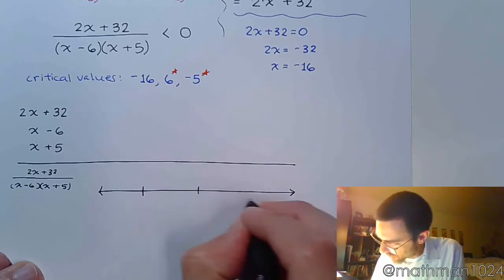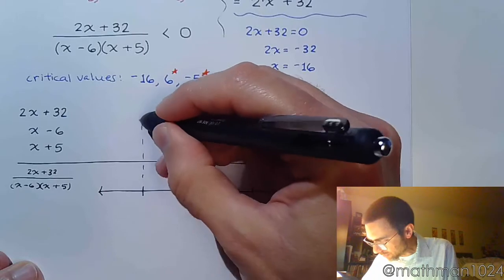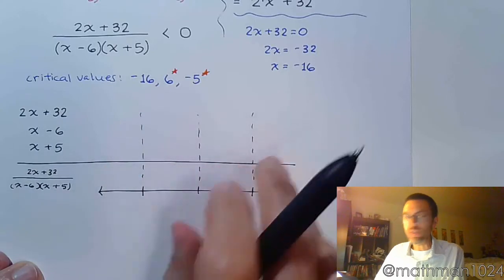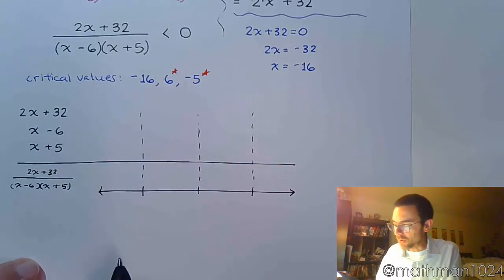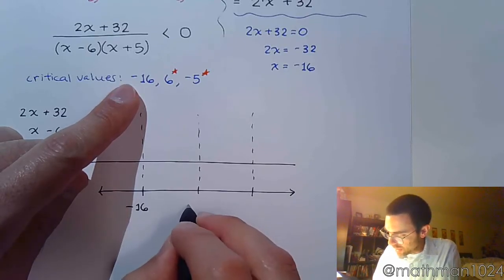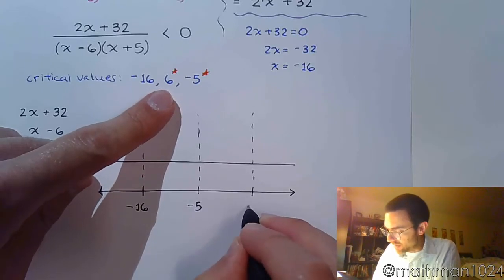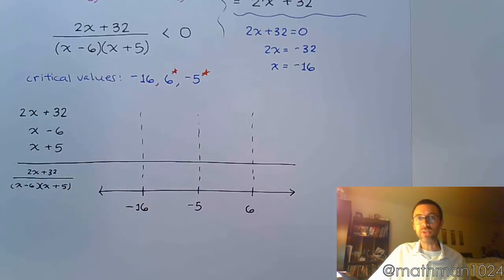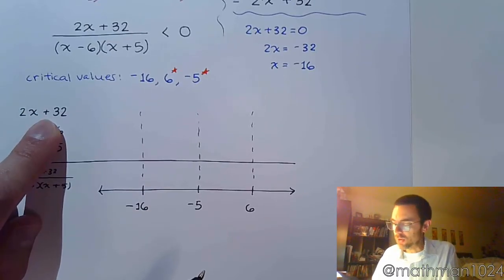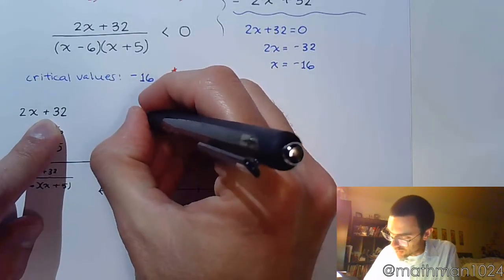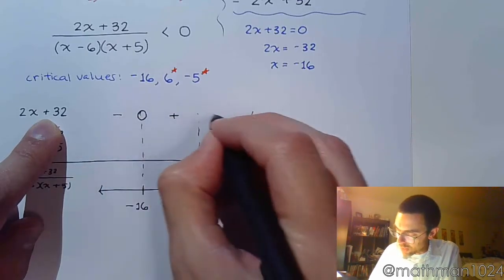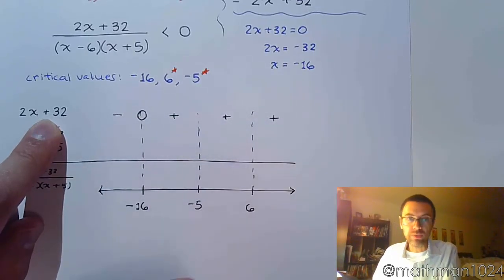All right, so we have 3 critical values. So we've got 3 divisions here, which is going to create 4 different sections to check out. My critical values, when I put them in order, I have negative 16. The next number is going to be negative 5. And then finally, I have 6. You've got to put these in order from least to greatest as you move from left to right. So one factor at a time. The critical value for 2x plus 32 is negative 16, which means it's going to be negative before that and positive in every section thereafter.